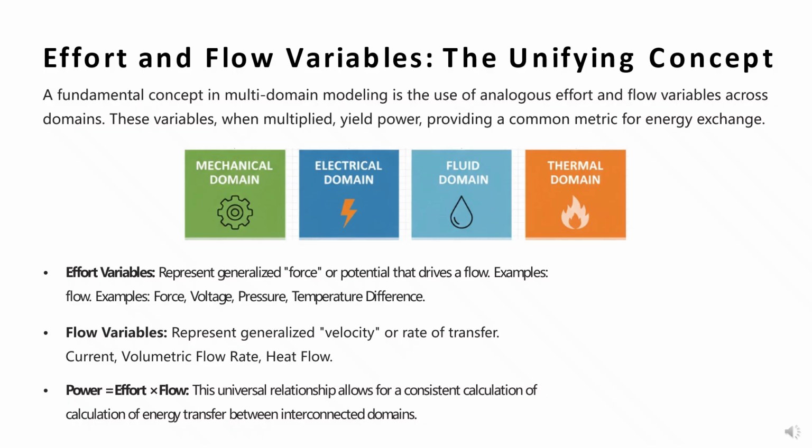The flow variable represents the corresponding rate of transfer, including velocity, current, volumetric flow rate, and heat flow. The key principle is that power is always equal to effort multiplied by flow. This universal relationship allows us to describe energy exchange consistently. Once systems are expressed in effort-flow form, they can be treated uniformly, regardless of their physical nature. This is what enables multi-domain systems to be modeled and interconnected within a single framework.